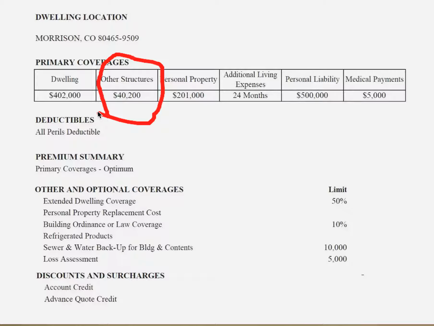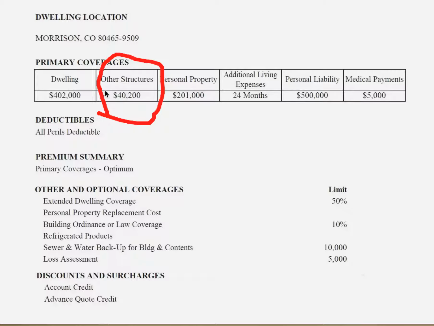Unfortunately, this comes standard with every homeowner's insurance policy, and surprisingly, it actually encompasses more things than people are aware of. Other structures are any structures on your property that aren't physically attached to the primary structure, which of course, if it was, it'd be covered under your dwelling coverage here.